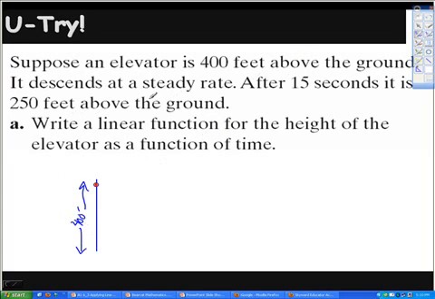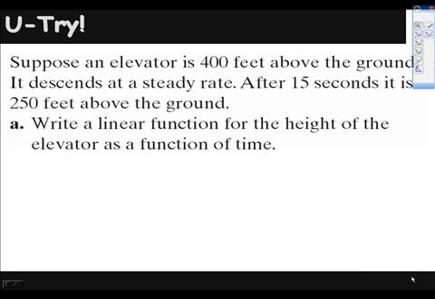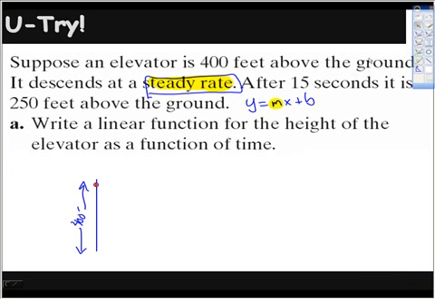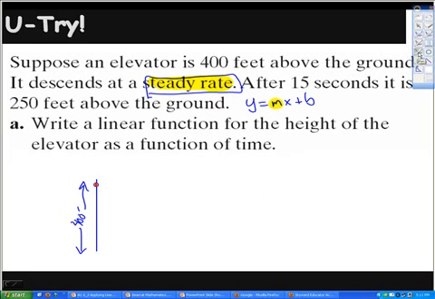Okay, it descends at a steady rate. That's important, a steady rate. Why is that important? Well, because we're dealing with lines here, and y equals mx plus b. This thing called a slope right here, that is a steady rate. The faster we understand what slope is, that it's a rate, the better off we're going to be for math from here and well beyond. All right, so let's see. If we go down for 15 seconds, we're going to be at 250 feet above the ground.